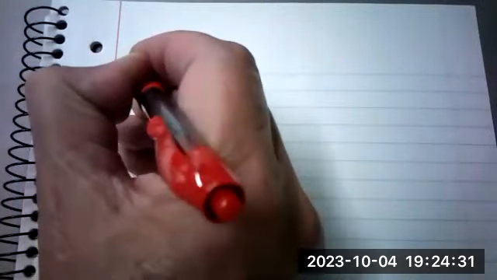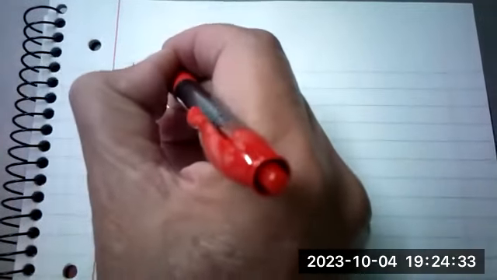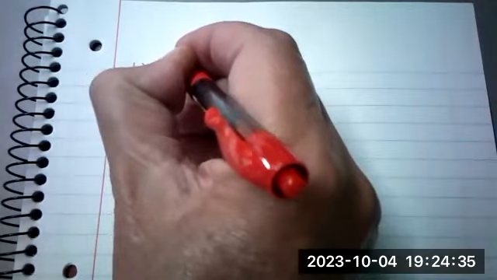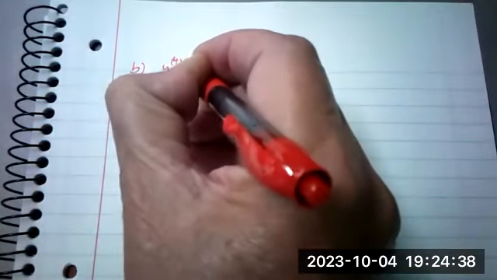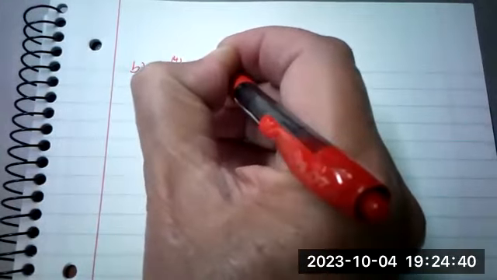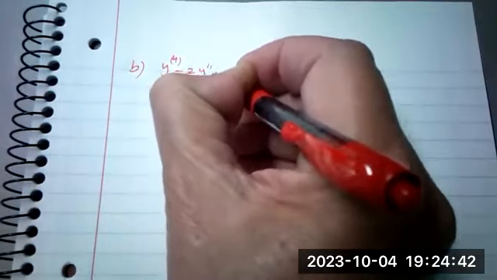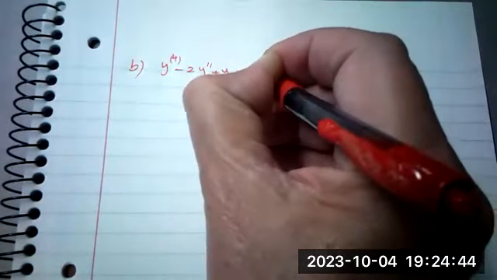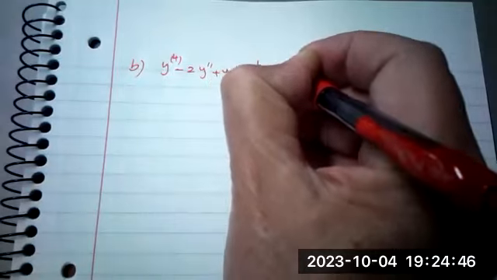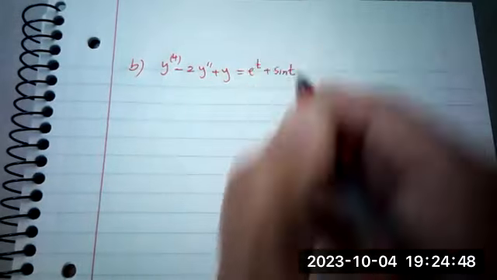Okay, so this is going to be part B of the same question. Part B, the equation is of the fourth order: y fourth derivative minus 2y double prime plus y equals e to the t plus sine t. This is the equation.